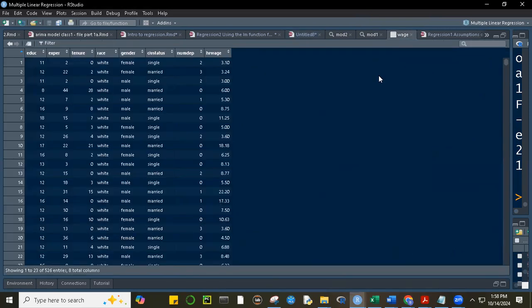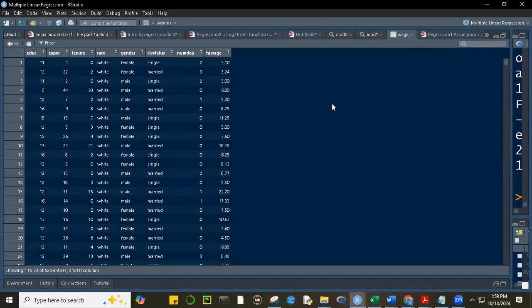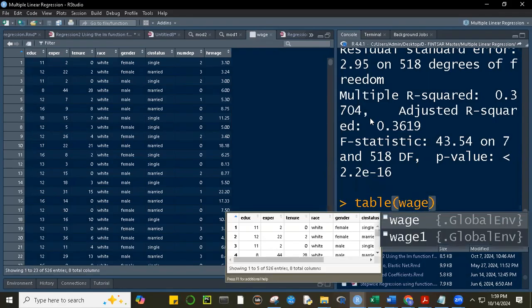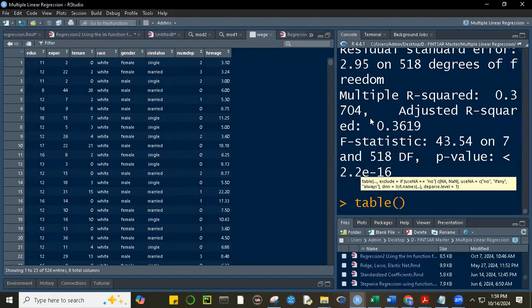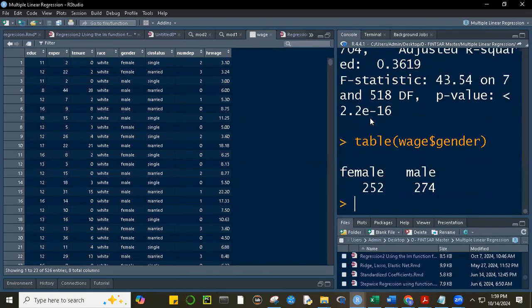Okay, gender class ito. No? So si gender class, female, female, male. Kanina nag-table na tayo nito, di ba? Table, let's take a look at the cross tabulation. Wage ni natin. Naka-attach na kasi sa wage, no? Kailangan makita natin wage ni gender. Okay, so there are 252 females and 274 males.